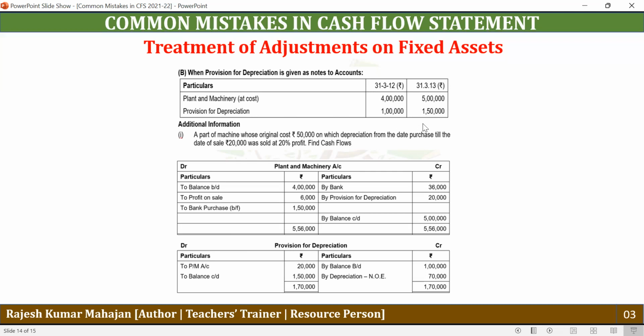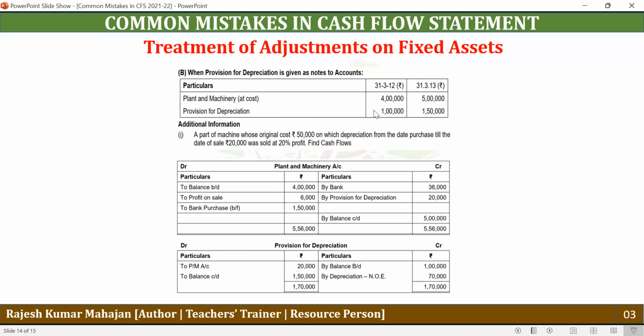And now one more point I would like to add before I proceed further. Suppose no adjustment is given in the question, and these two accounts are given, that is plant and machinery and provision for depreciation, how will you consider it? If no adjustment is given to you, the increase in the value of plant and machinery will be considered as a purchase. And the increase in the value of provision for depreciation will be considered as depreciation provided, and that will be added to the net profit.